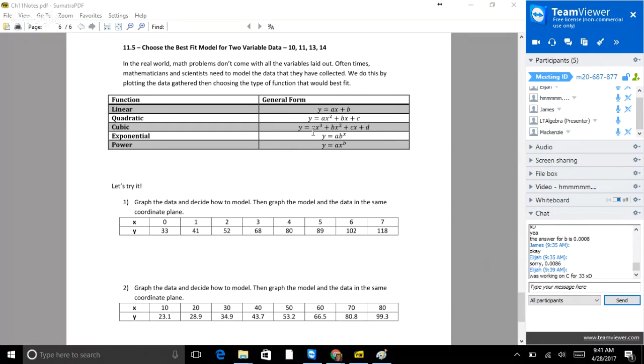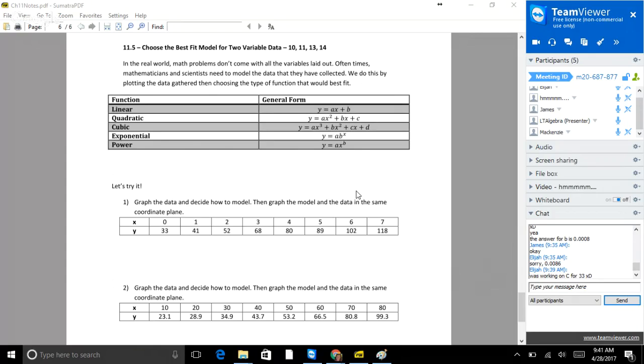You can have a quadratic. If you plot your data and it looks like a line, then you're going to try to fit it to a line. If you plot your data and you get a nice parabola, or part of a parabola, then you think, oh, probably a quadratic would work well. We have cubic functions, exponential functions, power functions. We're going to look at all these different ways that we can model our data the best. And the reason data modeling is important is because we can use it to predict future data.